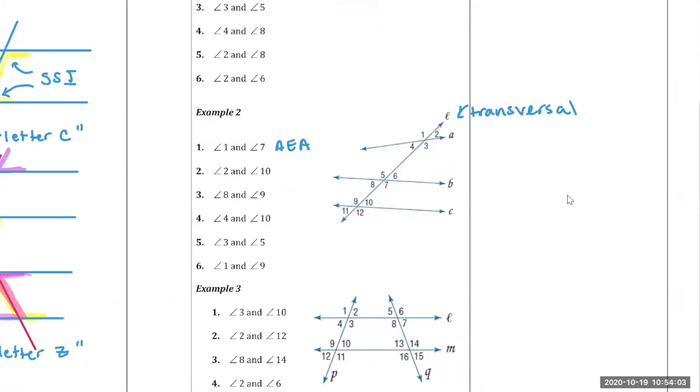Angle 2 and 10, can you guys type into the chat? So when they're looking at angle 2 and angle 10, you're going to pretend line B isn't there. If it was line A and C and L is your transversal, what is angle 2 and angle 10? What type of angles are those? Go ahead and type it into the chat. Okay, good. For those of you guys who responded so far, that is correct.